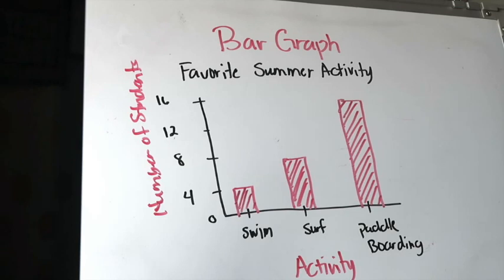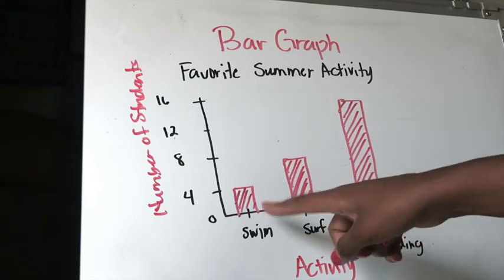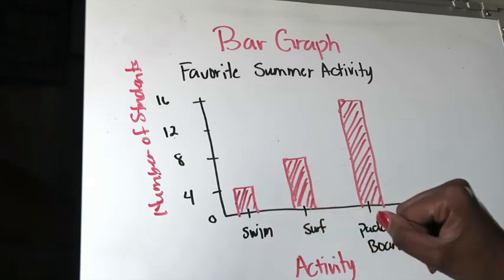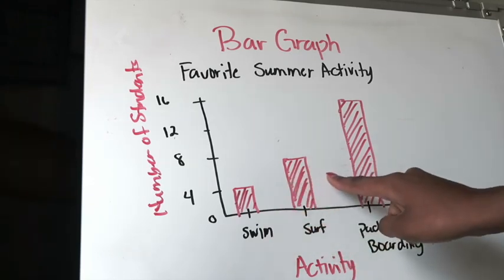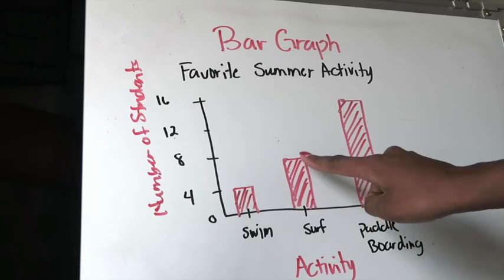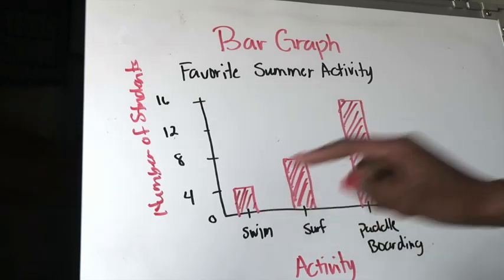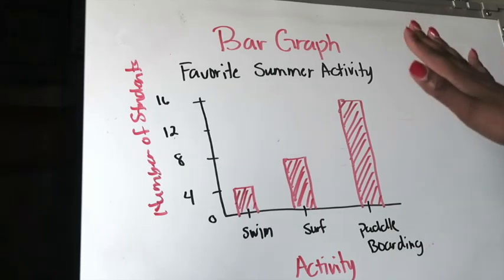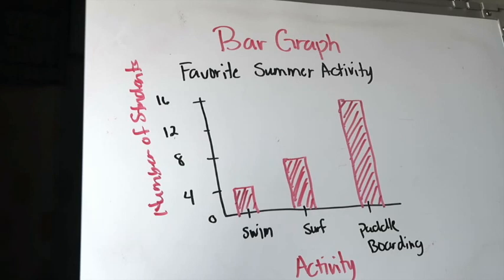So if I wanted to look at this and compare data again, and I just did a visual, if I wanted to quickly figure out, okay, what was the least favorite summer activity? I would look for the shortest bar, and that would be swimming. So I could say swimming was my least favorite activity with just 4 students. If I wanted to look at swimming versus surfing, I could say, well, surfing was more popular because there was about, let's say that's about 8 students versus the 4 students for swimming. So in vertical bar graphs, the height of the bar tells you the value of the bar.